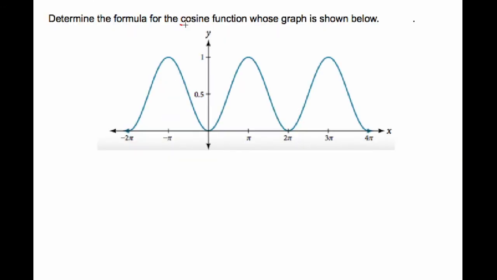Determine the formula for the cosine function whose graph is shown below. So let me scan the graph, and starting at the origin, I notice that I can trace one period of a cosine function that's been vertically reflected. That'll help my thought process considerably. The standard form for the cosine function is y equals a times the cosine of bx minus c, plus d.